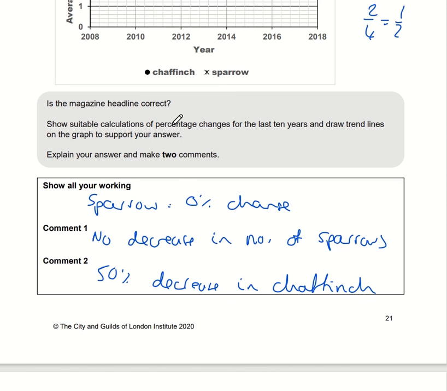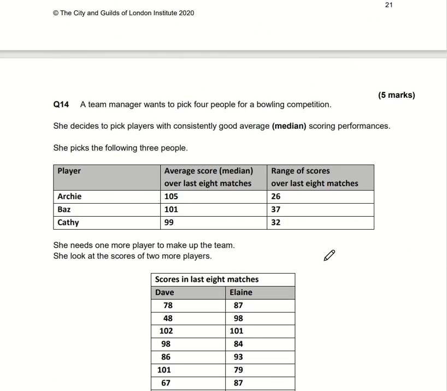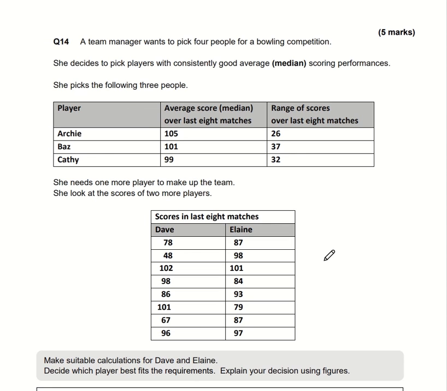So is the headline correct? Well, it's definitely correct for the chaffinches. It's not correct for the sparrows, but you could say that it is correct overall, because the average percentage change is a decrease. Let's move on now to question number 14.